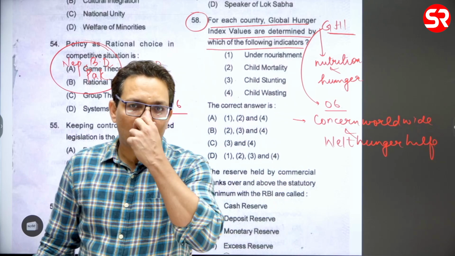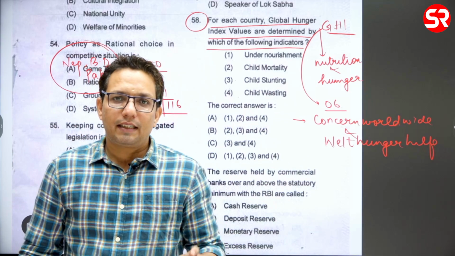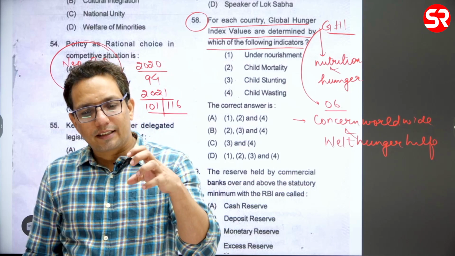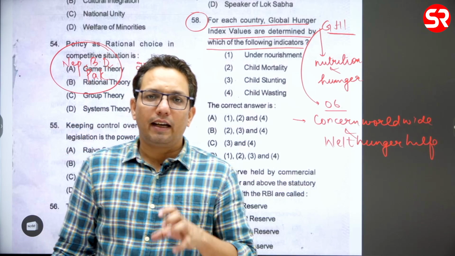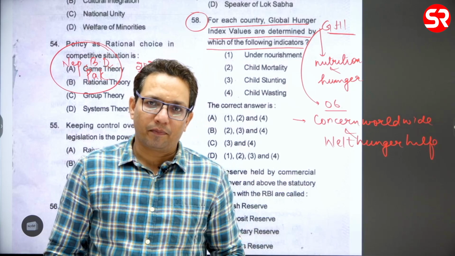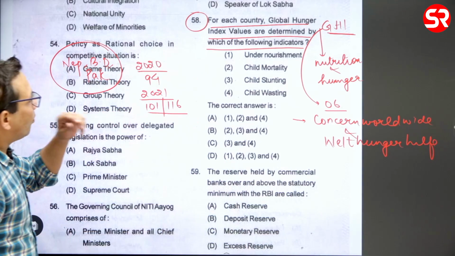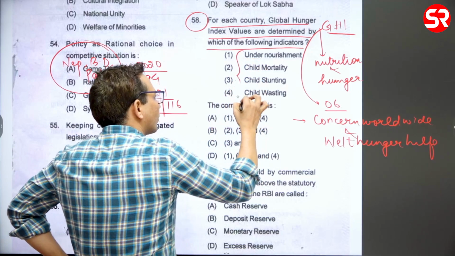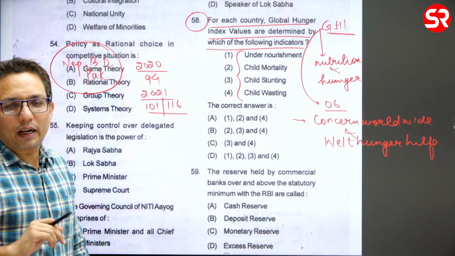Surprisingly, the government totally criticized the report. It said the methods which were used by the organization to come to this ranking are not right. Hence, we are not concerned about this. Now, this global hunger index uses all these four indicators to arrive at the index.